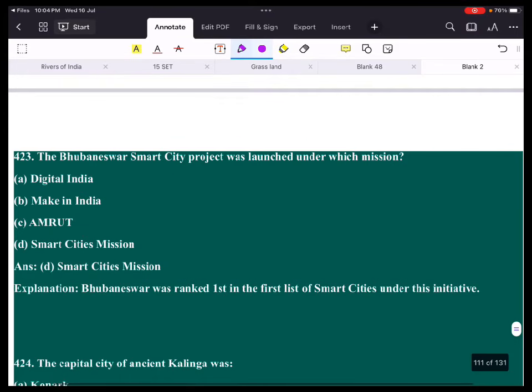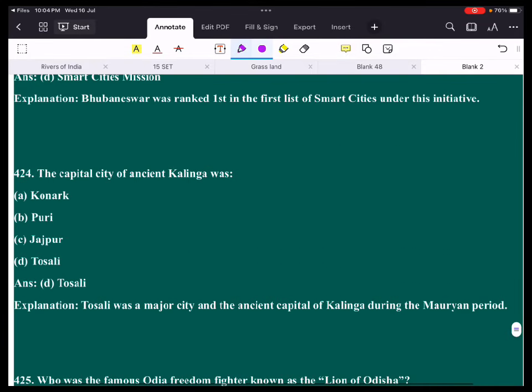The Bhubaneswar Smart City project was launched under which mission? That is Smart City Mission. The capital city of ancient Kalinga was option D, Tosali. Tosali was a major city and the ancient capital of Kalinga during the Mauryan period.